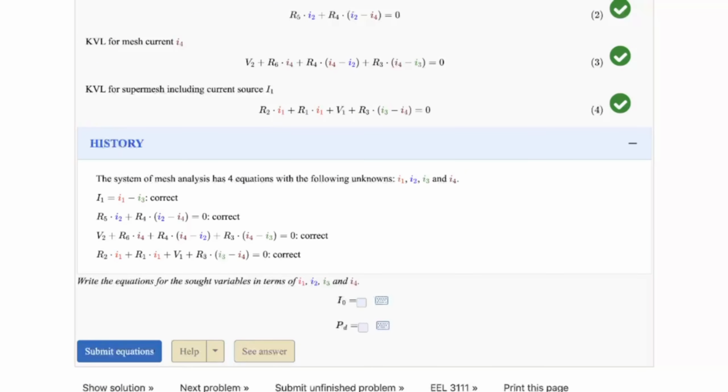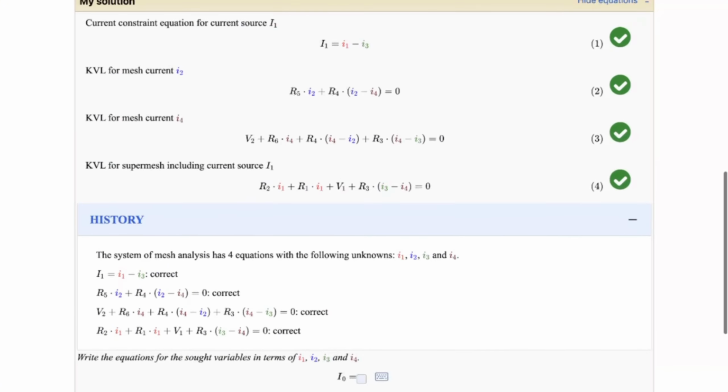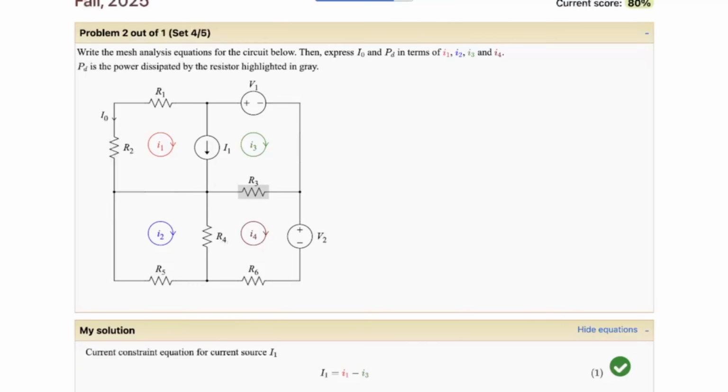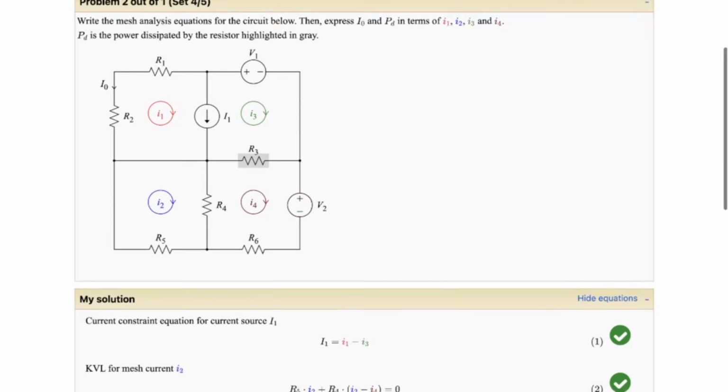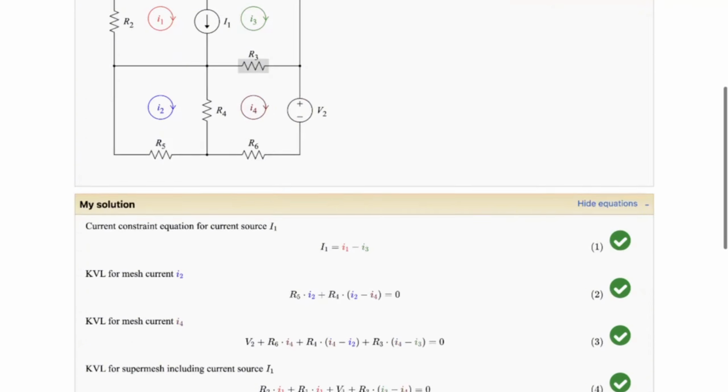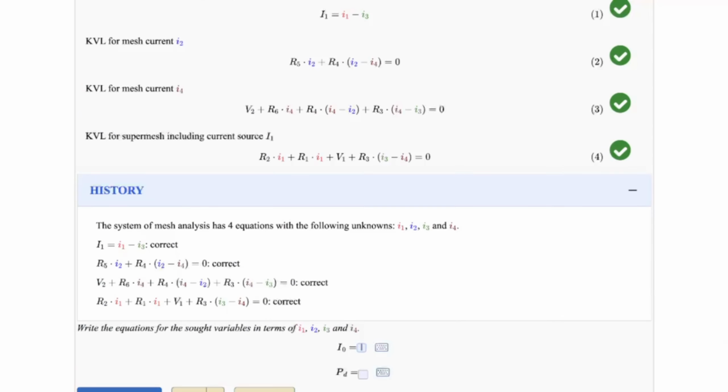Now we write the equations for the unknown variables in terms of I1, I2, I3, and I4. Let's look at I0 first. And I0 is on the top left here, pointing down. It is pointing in the opposite direction that I1 is pointing, and it is not attached to any other currents. So we know that I0 is going to be in terms of I1, nothing else, and it's going to be negative I1 because they're fighting against each other. So I0 is equal to negative I1.